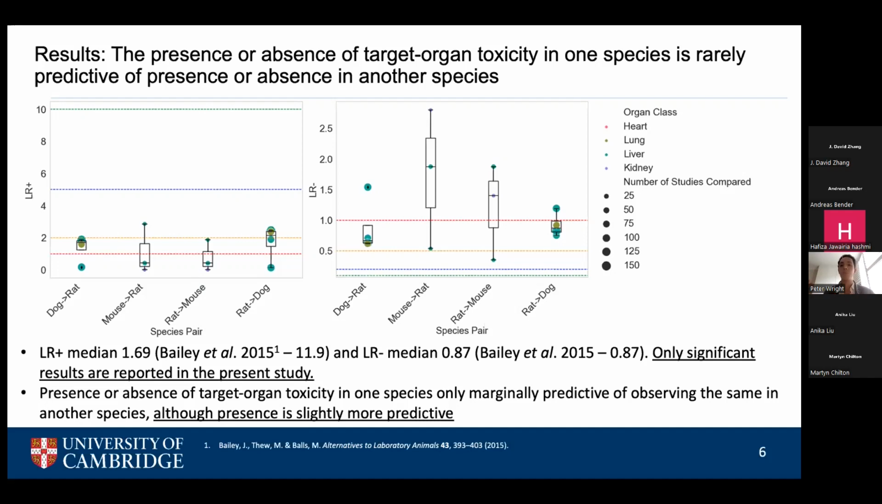What are the LR+ and the LR-? The LR+ median across the results was 1.69, which indicates quite low predictivity of target toxicities between these species. Similarly, the LR- median was 0.87, which also indicates poor predictivity of the absence of target toxicity in another species. Although in general, we see that the LR+ indicates that the predictive presence is marginally more predictive than the predictive absence between two species.